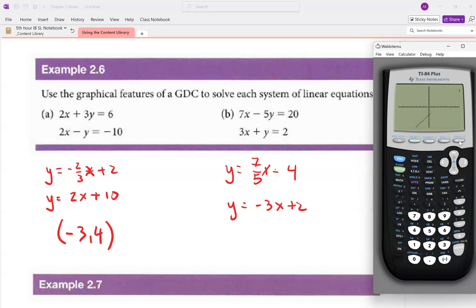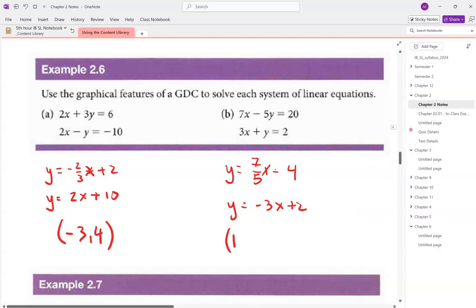Since I've already set my window, I'm just going to hit graph. There's my intersection: second trace, intersect command, enter, enter, enter. And I get this. Now, how should I round this? Look at the bottom. I got a kooky decimal. What should I do? 3 sig figs. So the first number should be 1.36, and the second one would be -2.9 or 0.9.